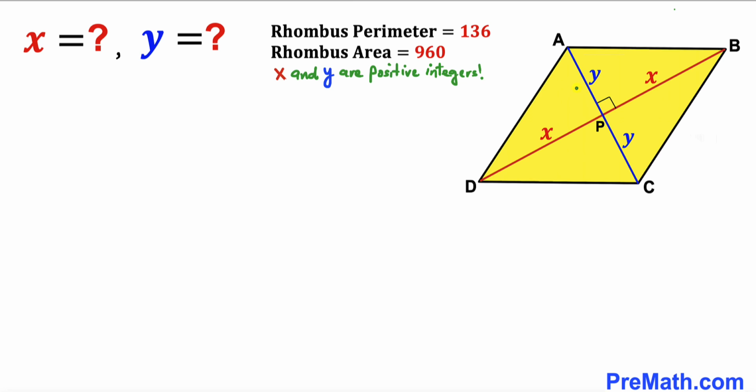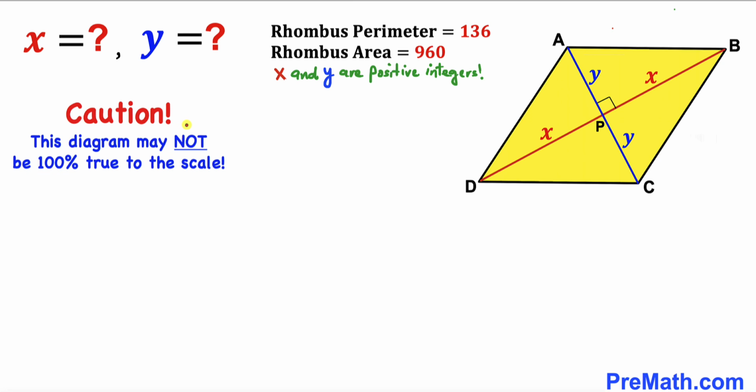This segment AP is represented by Y, and this segment PC is Y as well. This segment DP is X, and this segment PB is X as well. Keep in mind that X and Y are positive integers. Our task is to solve for X and Y.